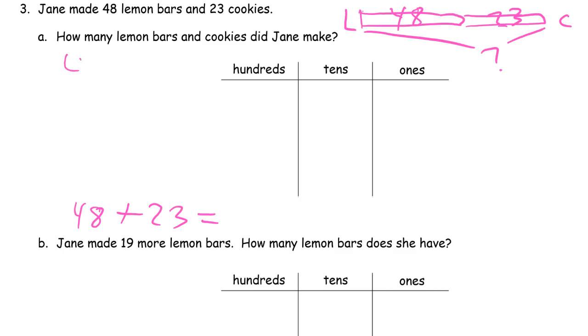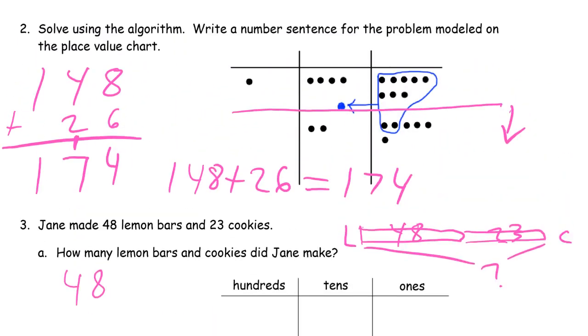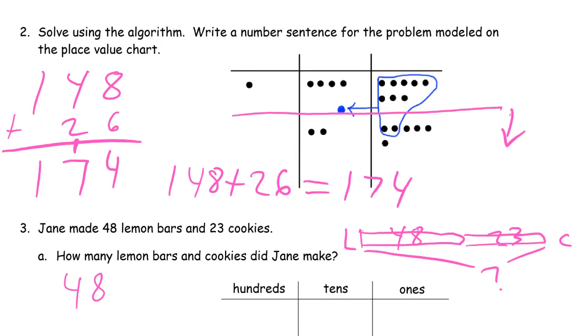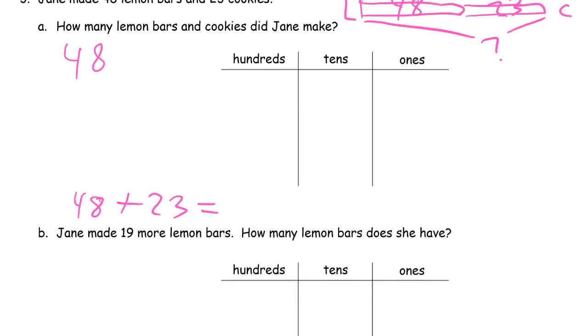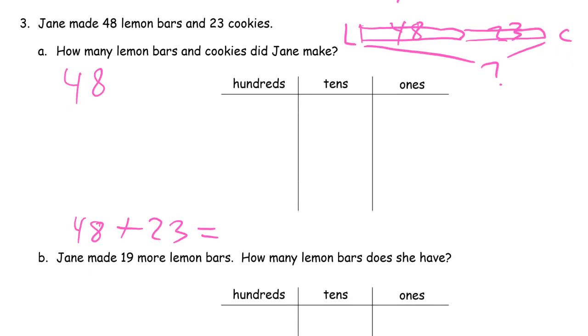I'm going to do it vertically and on the place value chart. Let's say it doesn't say which method we have to use, but I'm going to use both because we've been practicing both. Eight and three is 11. That's a 10 and a one. And then we add four and two. That's six and one more is seven. 71. It's going to be 71.